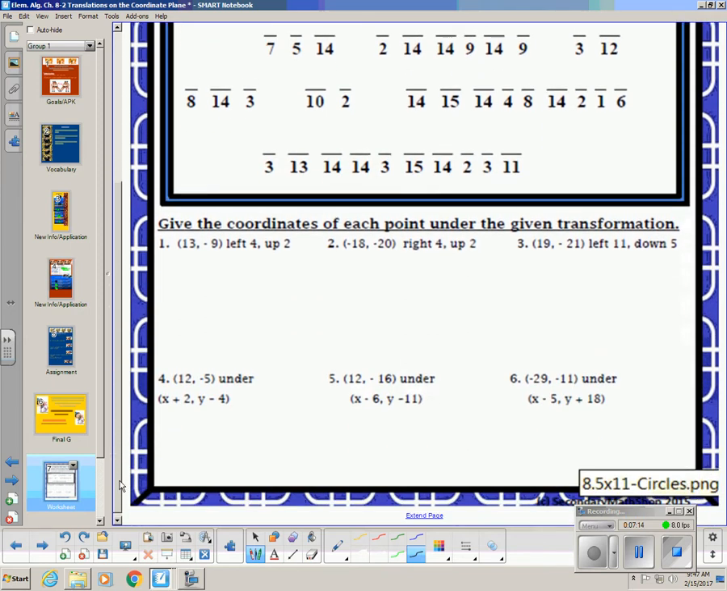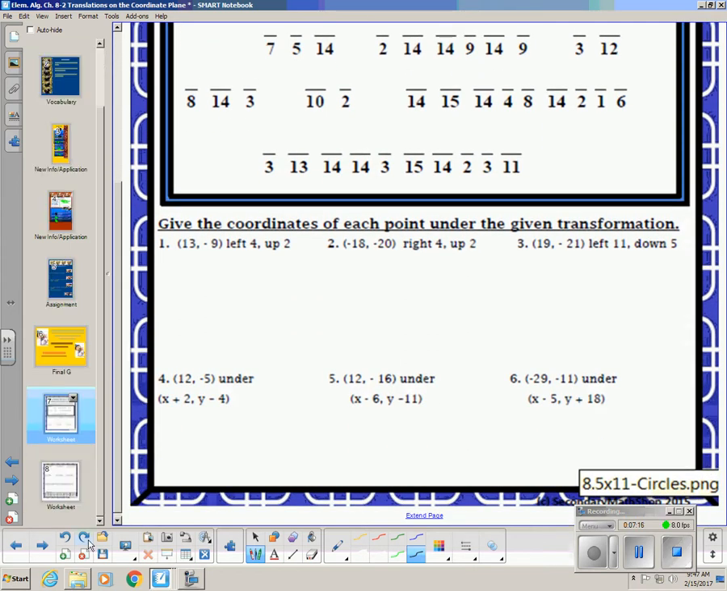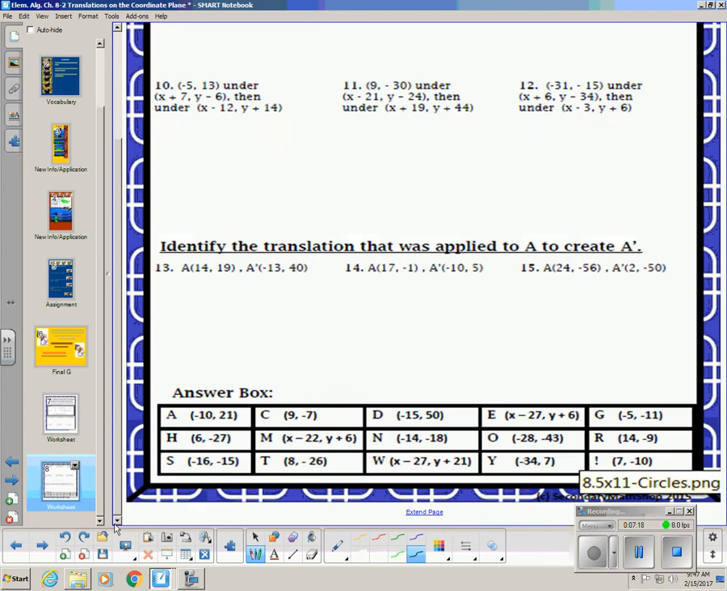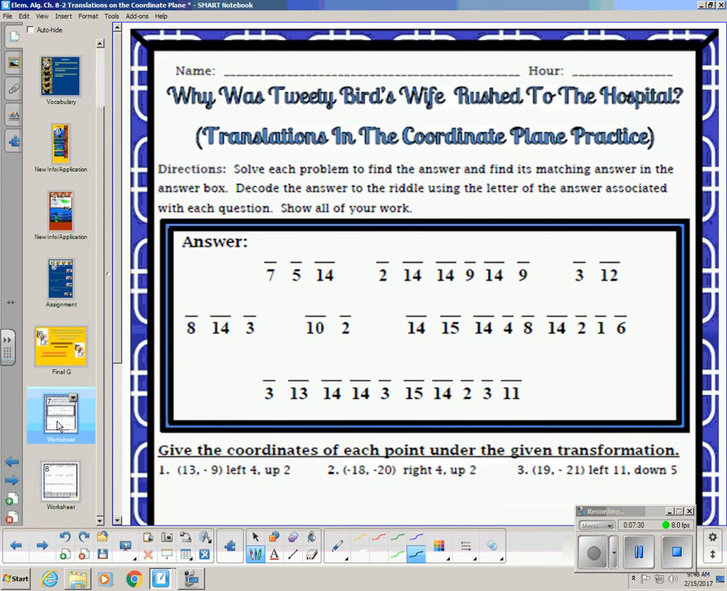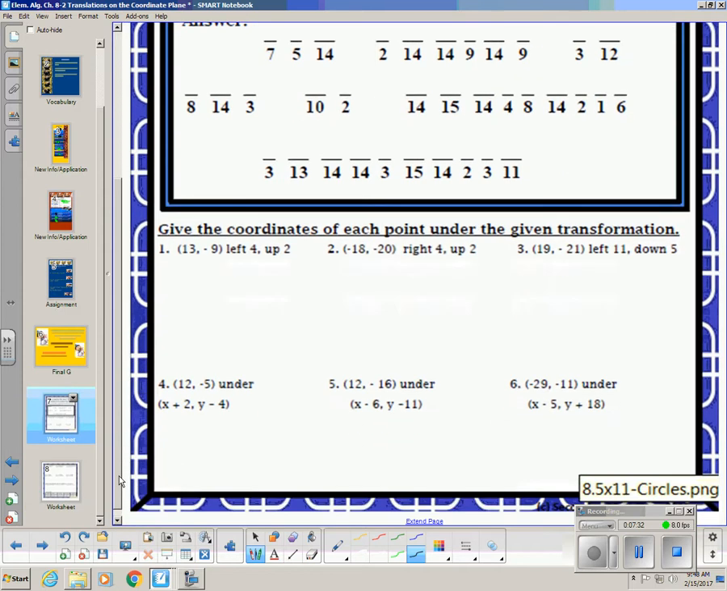The nice part about this is here are all of your answers on the bottom of the second page. If your answer doesn't show up there, then you made a mistake, okay? So if you come up with something and it's not in your answer choices, then you're going to want to go back and try it again. It doesn't tell you how to solve these, so you could get out graph paper and plot them that way, or you could do it mathematically. Either way, it doesn't matter to me.